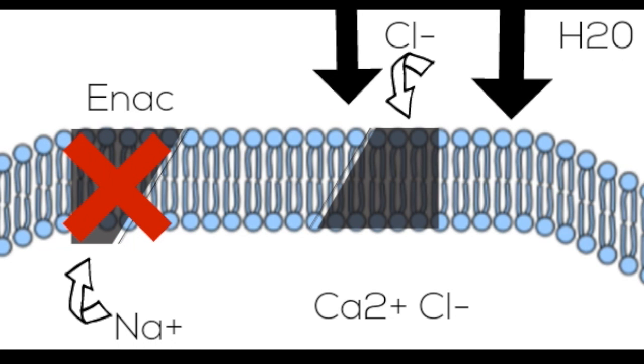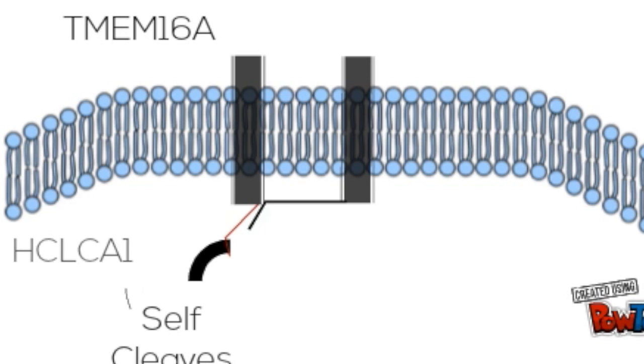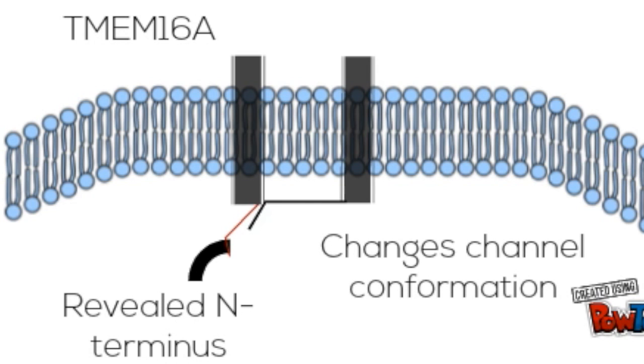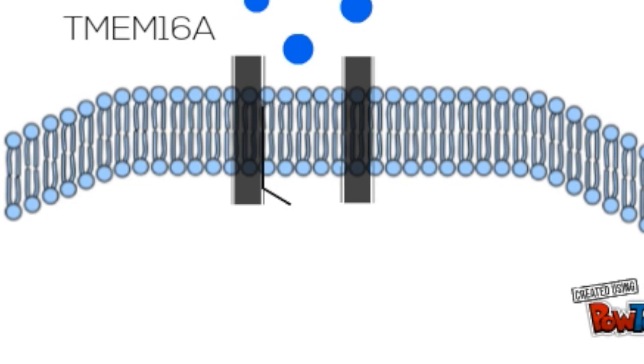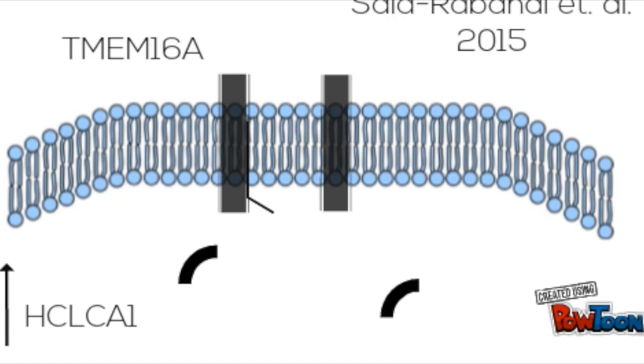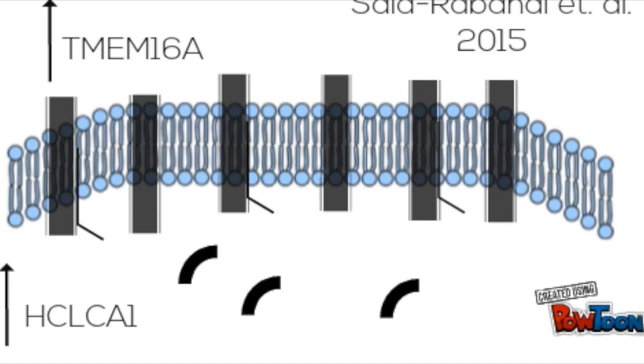The protein HClCa1 can increase calcium-activated chloride conductance through undergoing self-cleavage to reveal its N-terminus, which can independently gate TMEM16A. Salarabanel's 2015 study demonstrated that cells exposed to HClCa1 will have increased surface expression of TMEM16A.